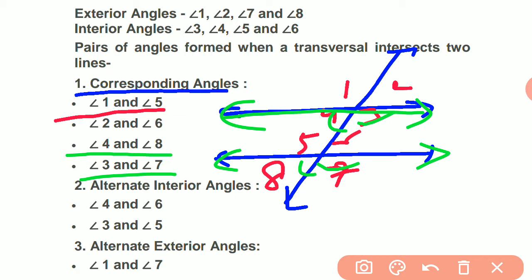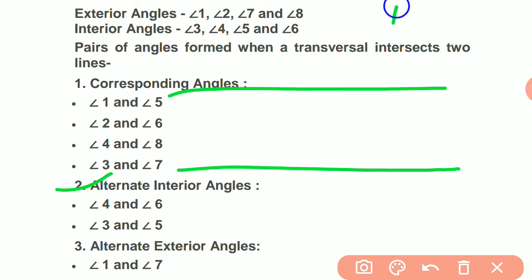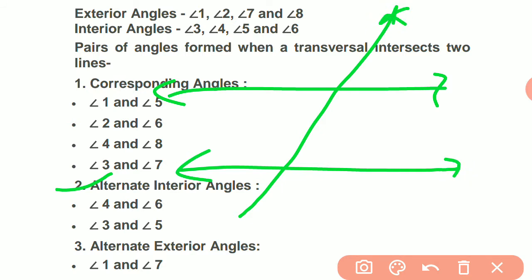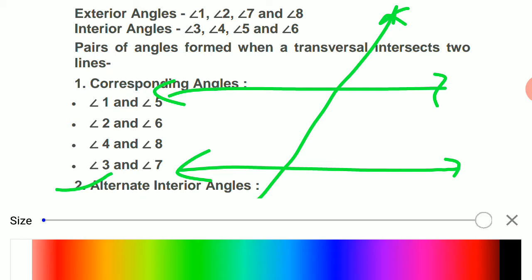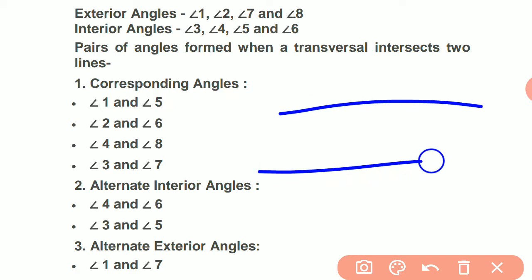Second is alternate interior angles. Suppose these are two parallel lines and this is the transversal, then this angle and this angle are alternate interior angles. This angle and this angle are alternate interior angles. Similarly, this angle and this angle are also alternate interior angles.